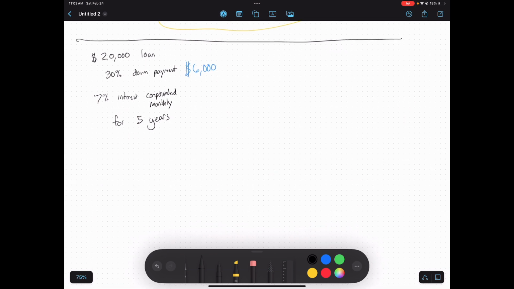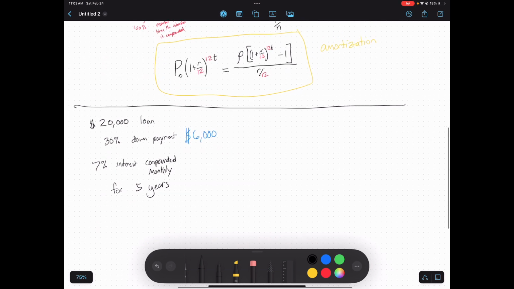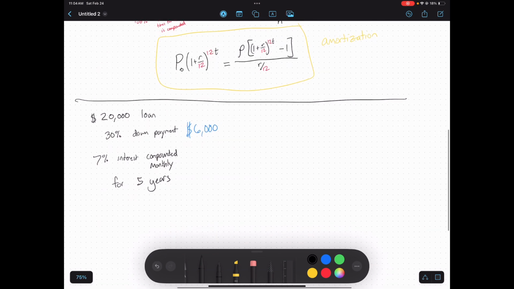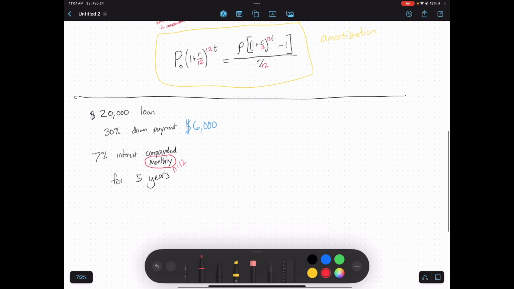So with this information, I can go ahead and actually set this up in my amortization formula. Okay, first off, let's point out some things. First off, I see the word monthly. What does that tell me about my n value? n is equal to 12, just like we expected. My n value is equal to 12. Okay.